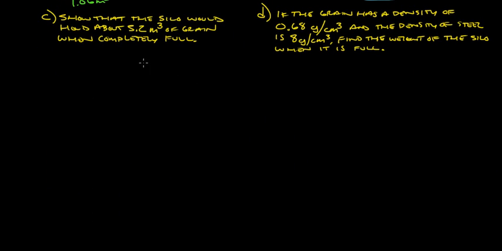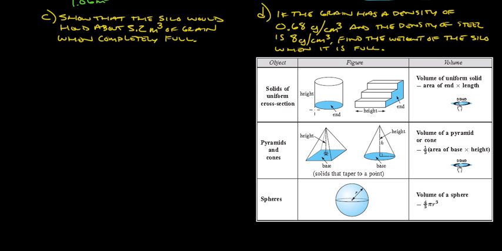It says show that the silo would hold about 5.2 cubic meters of grain when completely full. Okay. So with that, we're going to need some volume formulas, and this is back from the volume section. So solids of uniform cross section here is this here. So basically the can, the cylinder part here. So we've got the cylinder.